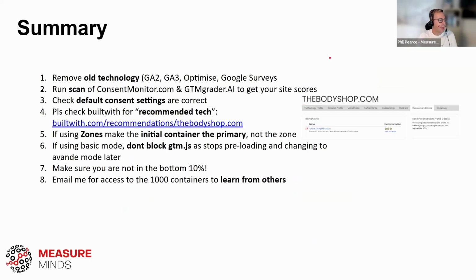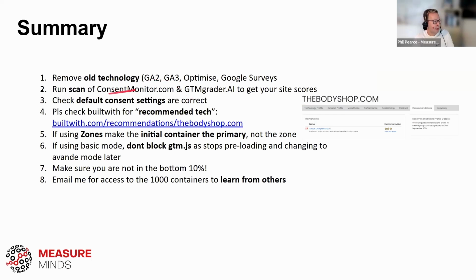But here's the summary or takeaways. If you're using GA2 or GA3, obviously, if you're on that list, you want to remove that code and make sure you're running GA4 via GTM. Obviously, bin Google Optimize and Google Surveys, they do nothing. You don't need to load an inactive JavaScript tag.